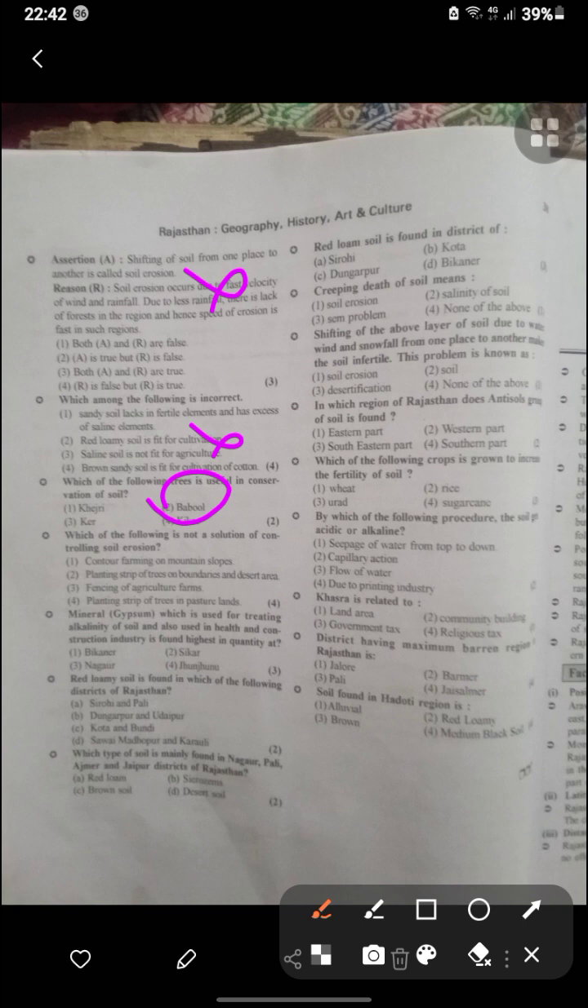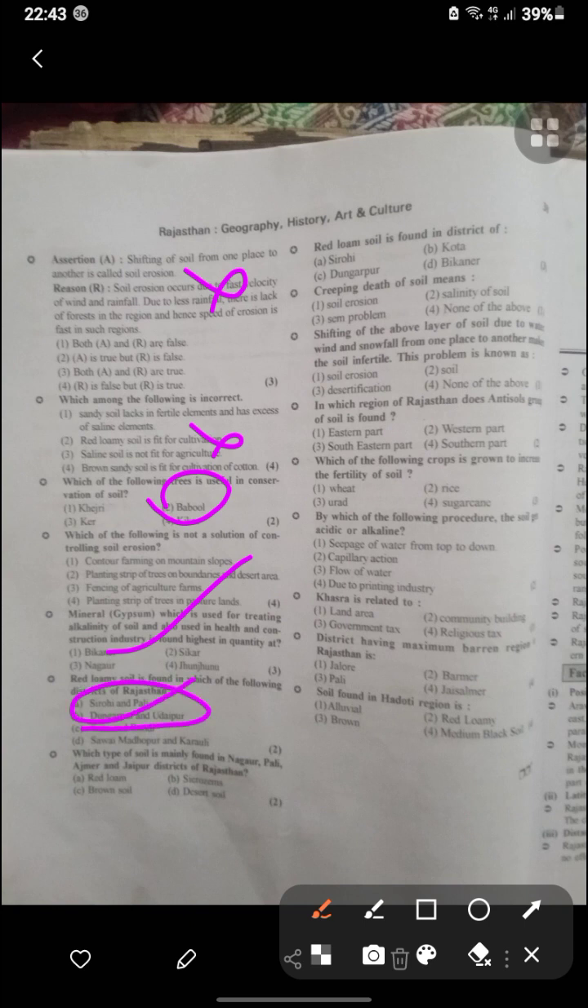Which of the following is not a solution for controlling soil erosion? Planting a strip of trees in the pasture land. That is not. The mineral gypsum, which is used for treating alkalinity of the soil and also used in the health and construction industry, that was Nagaur. Red loamy soil is found in which of the following districts? That was Dungarpur and Udaipur.